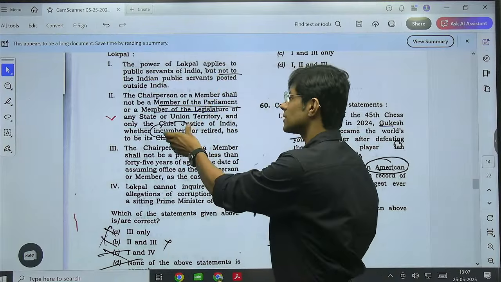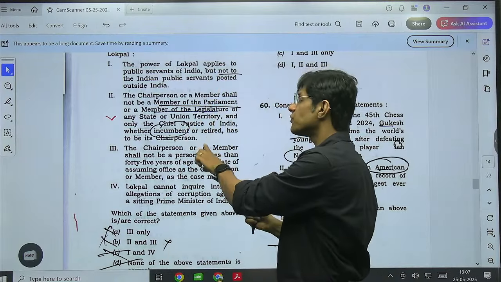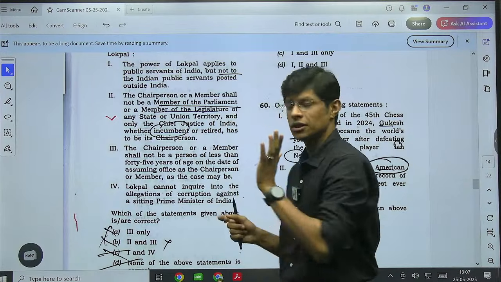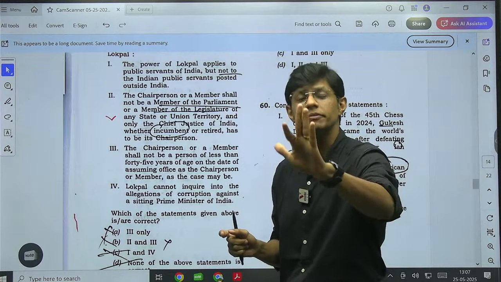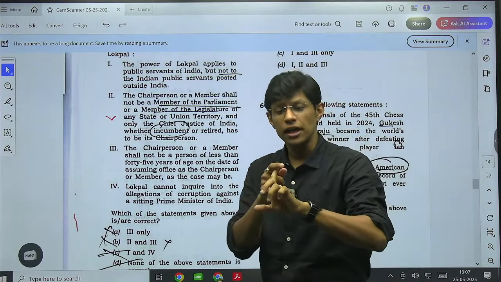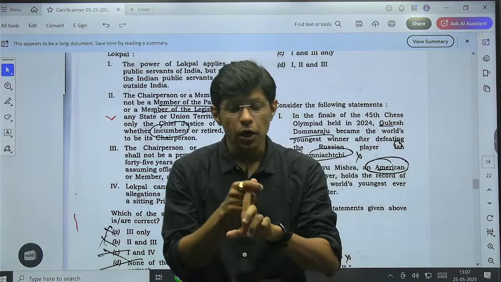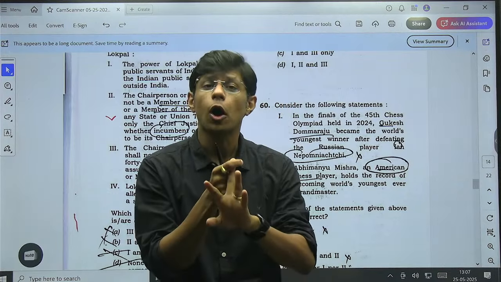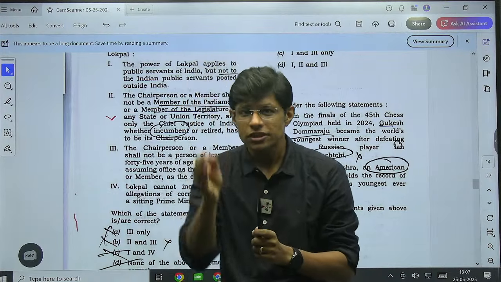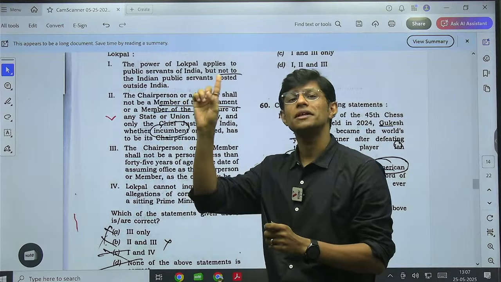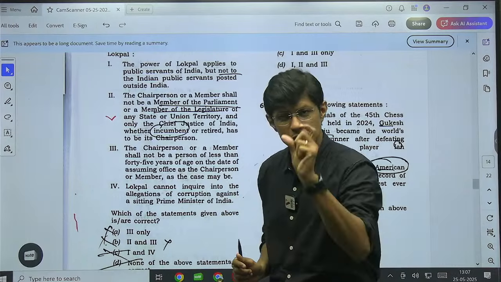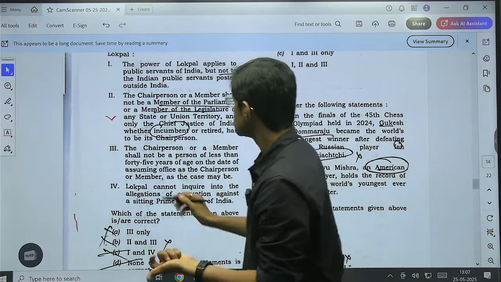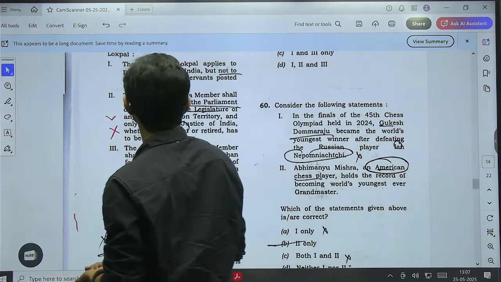But the second part, only the Chief Justice of India, whether incumbent, no, an incumbent Chief Justice of India cannot serve as the chairperson, which means it has to be a retired Chief Justice of India, a retired Supreme Court judge, or an eminent jurist in the opinion of the President. So this word incumbent is creating all the confusion. So this statement is incorrect.